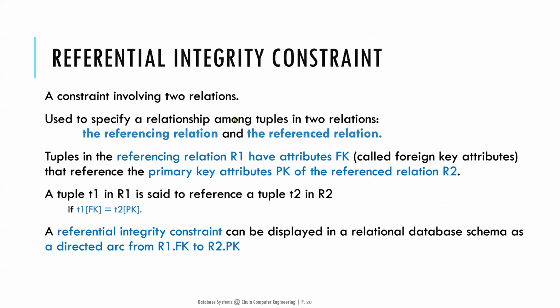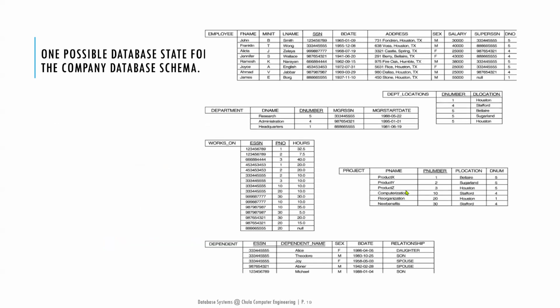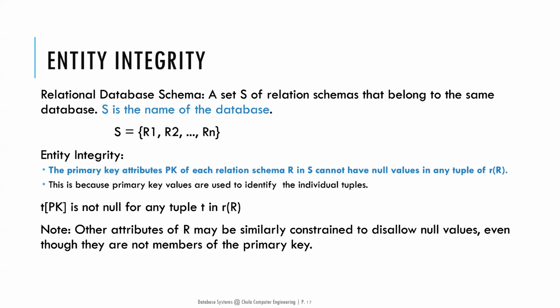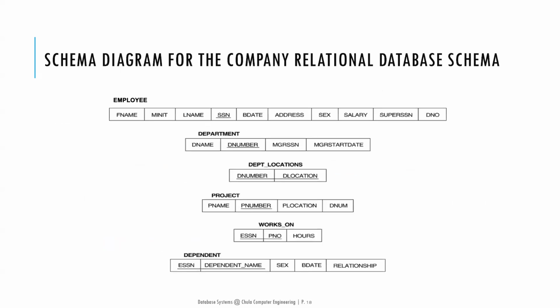Now, for reference, this is what we call the entity integrity. Let's finish the entity integrity once again. It's quite easy. It says that you have to assign a primary key, and you have to make sure that the primary key cannot have null values. So that's the entity integrity.